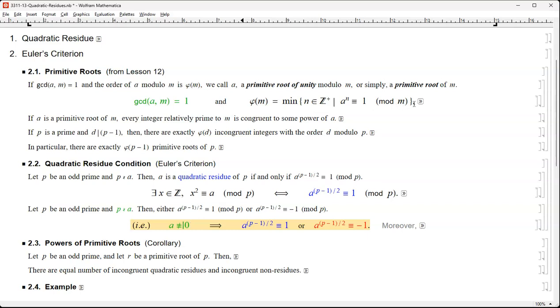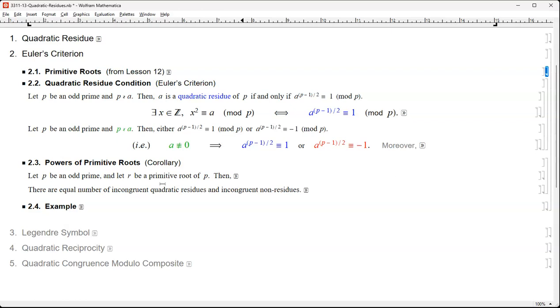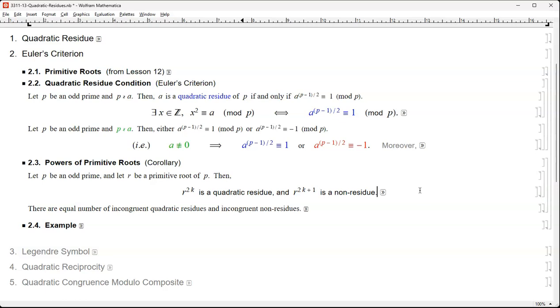And then here's the key part. The order of a modulo p is phi of p. That's when we have a primitive root of unity modulo p, or simply a primitive root of p. We are doing modulo prime, so we are replacing all m with p. Otherwise, this definition is perfect. Come back to this. That's what this primitive root of p is talking about. Then r to the 2k power is a quadratic residue, and r to the odd power is a non-residue.